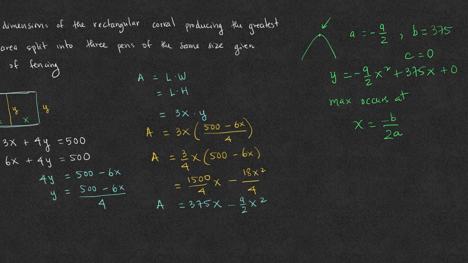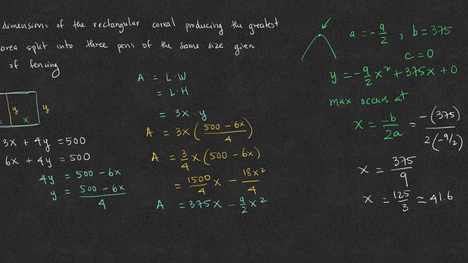In this case, we would rewrite: negative b is 375 over 2, a is negative 9 over 2. Simplifying this, we have x equals 375 over 9. This is 125 over 3, in decimal this is 41.67, and the unit is feet.